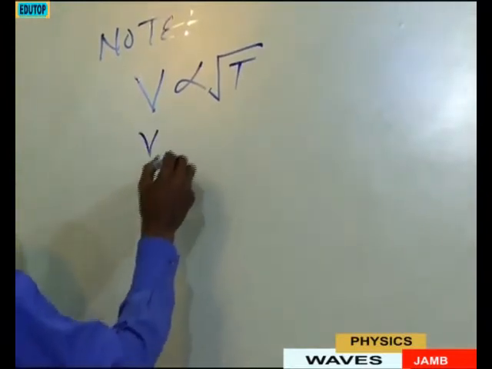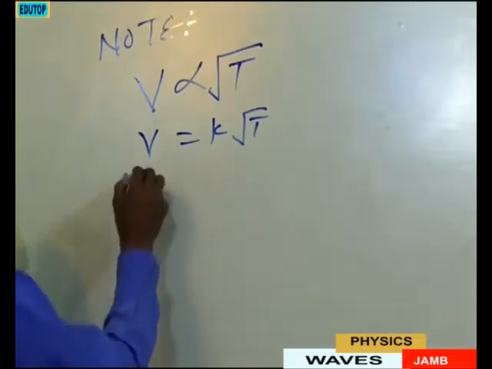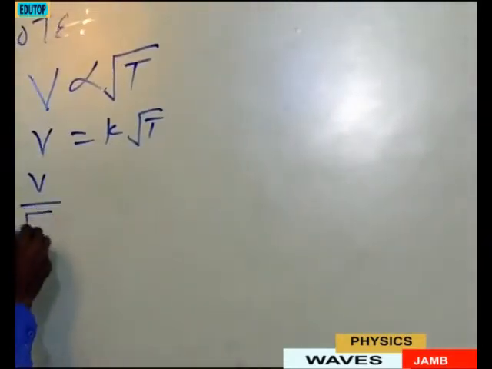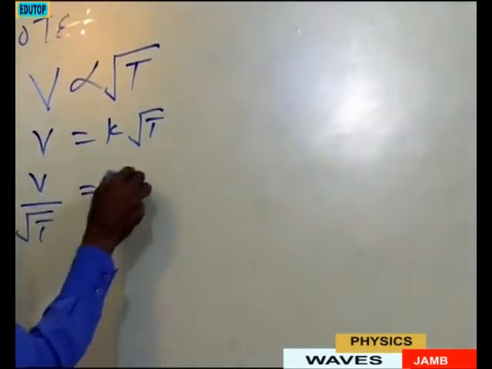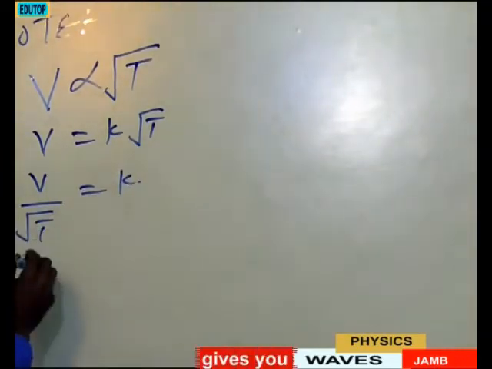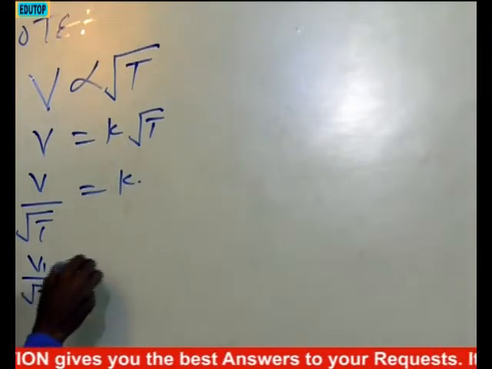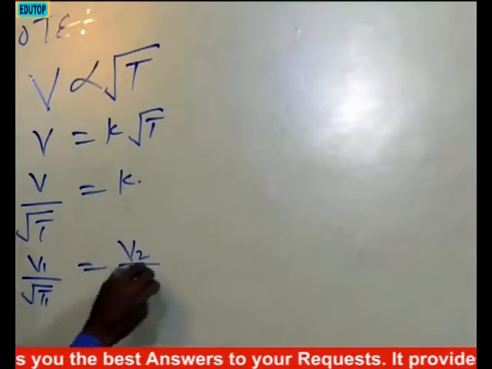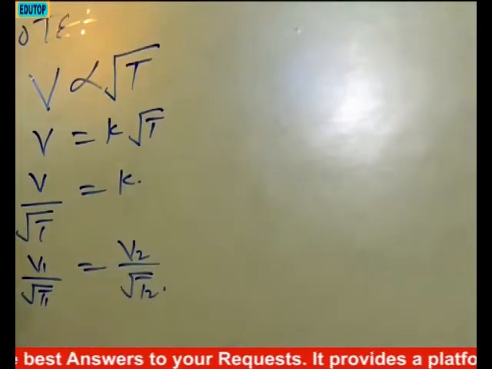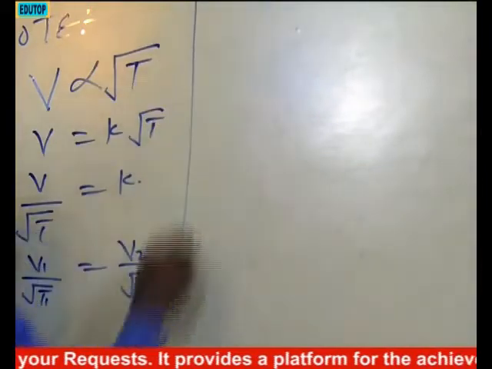But what can we derive from that? V divided by square root of temperature is equal to K. And once we have something like this, then we can have V1 over square root of T1 equals V2 over square root of T2. This is what I'm going to use to solve that question now.